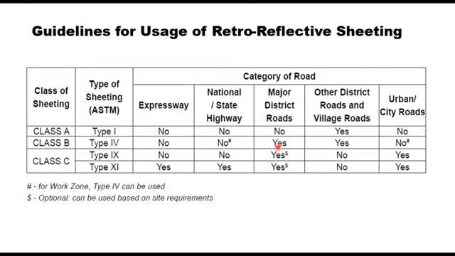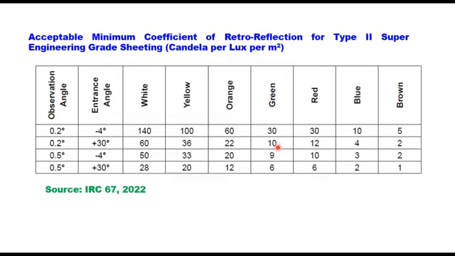IRC 67 provides performance characteristics of sheeting type 1 to type 11 used for road signs, and this table gives just one example for type 2 super engineering grade sheeting. These are the observation angle, entrance angle, and values for white, yellow, orange, green, red, blue and brown color. Here retroreflection means the reflection of light which is returned back in the direction from which it came. Two keywords are important here: observation angle and entrance angle.